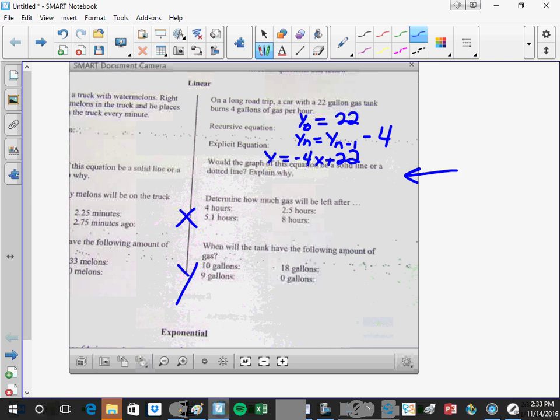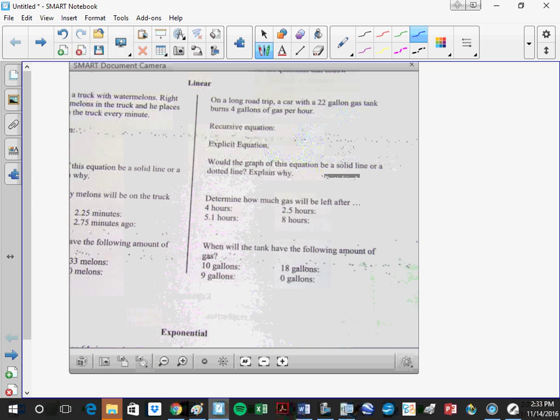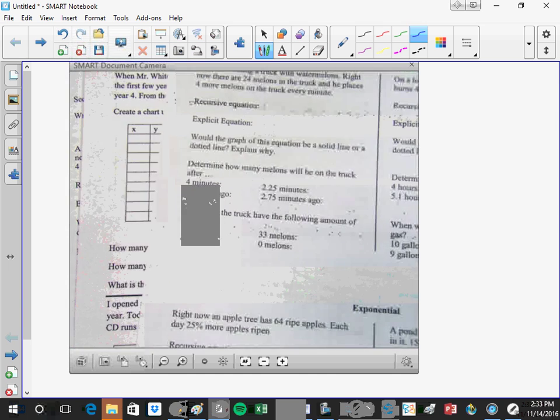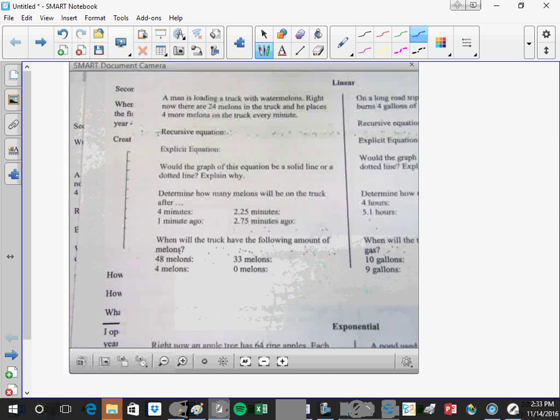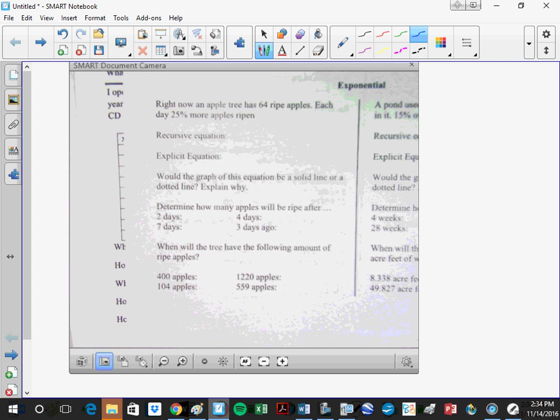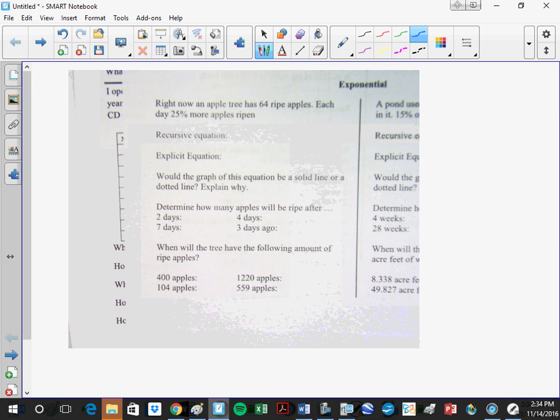Okay, is everybody good with that? We know how to solve the rest of those. Go down to exponential. Exponential. Right now, an apple tree has 64 ripe apples. Each day, 25% more ripen. So that would be y equals 64 apples. And if we increase 50%, that would be 1.5 to the x. Oh, 25. Sorry, we're increasing 25%. 1.25 raised to the x.